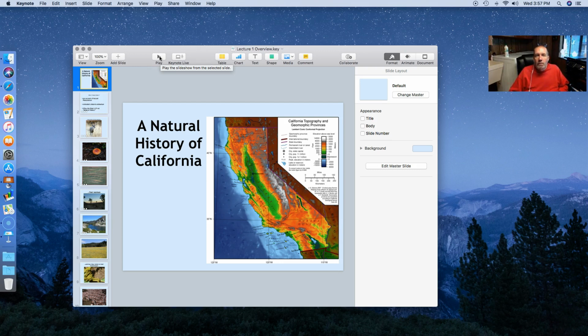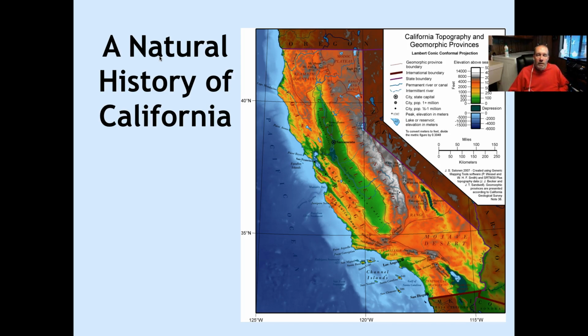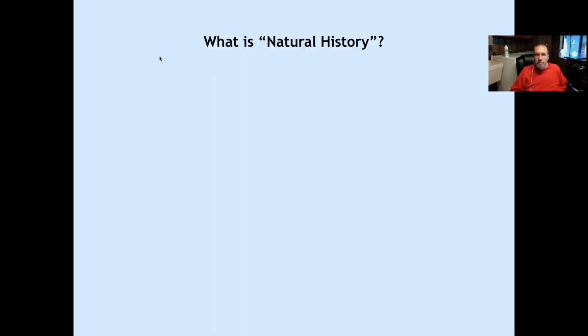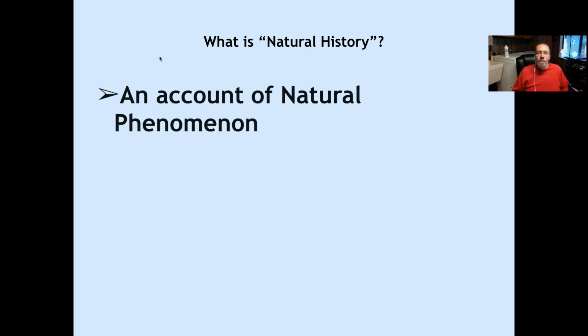So we're going to start out with the first lecture, just kind of doing an overview of the class and some of the different kinds of things we're going to talk about over the course of the semester. So what is natural history? We always got to start out by defining what it is we're talking about.